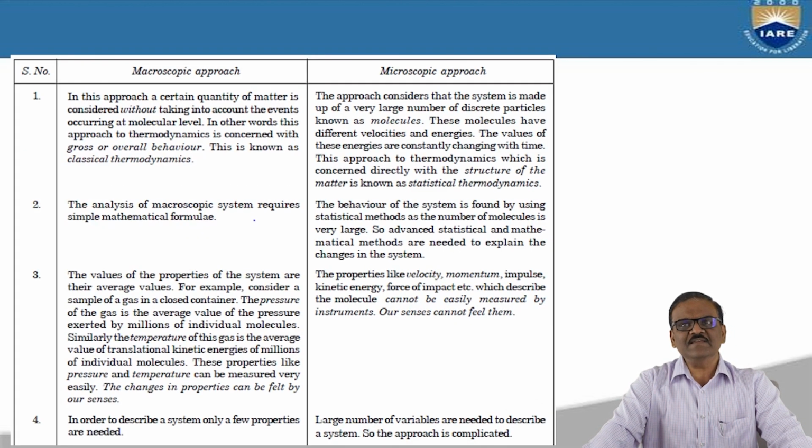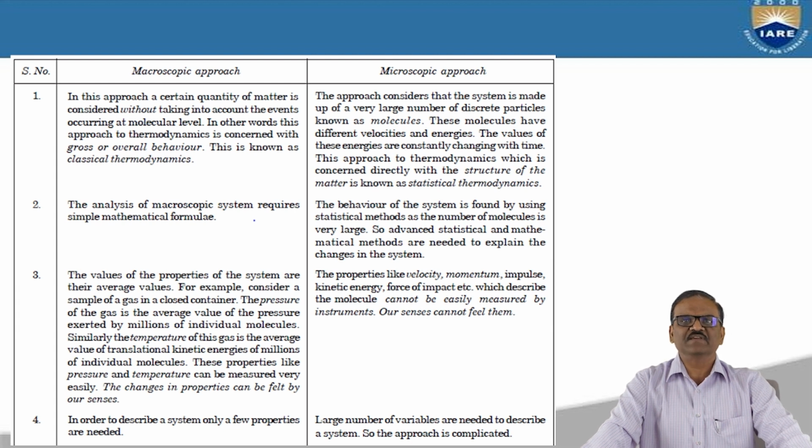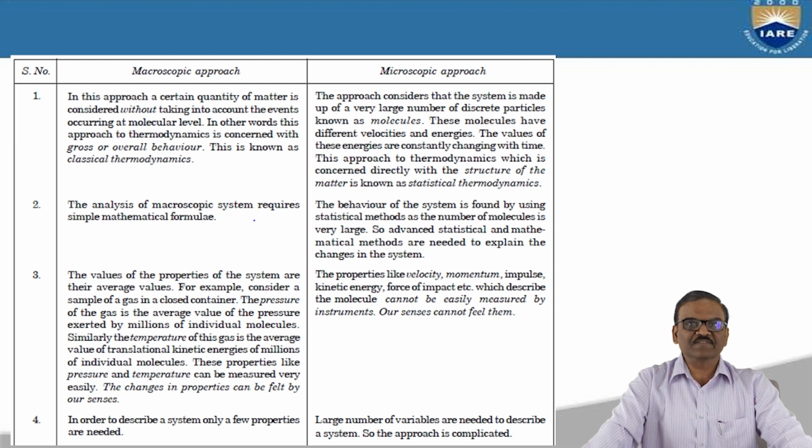Further, when you look at the approaches, in the macroscopic approach a certain quantity of matter is considered without taking into account the events occurring at the molecular level. In other words, this approach of thermodynamics is concerned with the gross or overall behavior. This is known as classical thermodynamics.